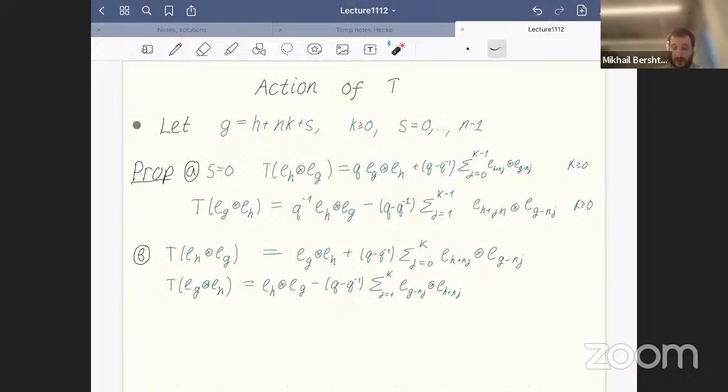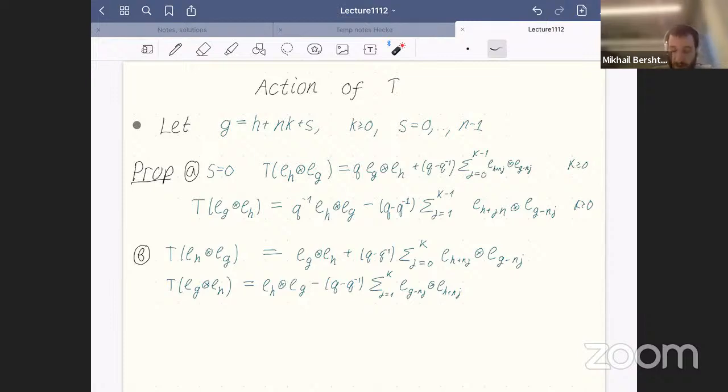First, let me say, I defined T by some formula. There are some other formulas which can be helpful in this situation. So we can write T more explicitly in the basis. Yes, so it is sufficient.